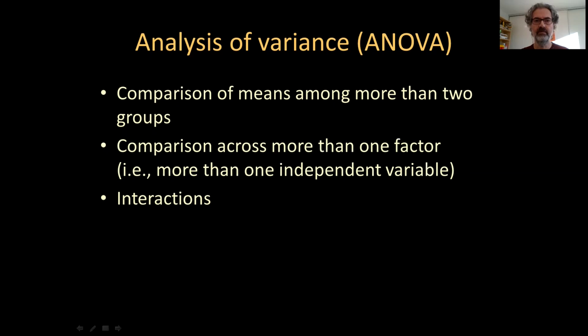In this video, we will only consider the simplest case of the one-way analysis of variance that has to do with the comparisons of means among two or more levels, so two or more groups. Multiple factors and interactions will be discussed in another video.